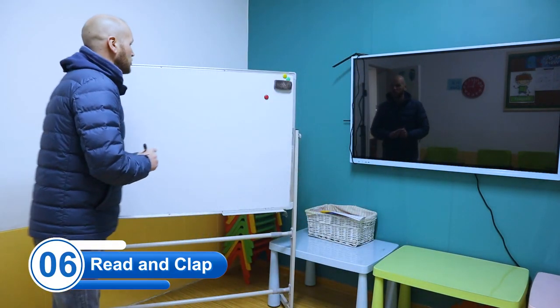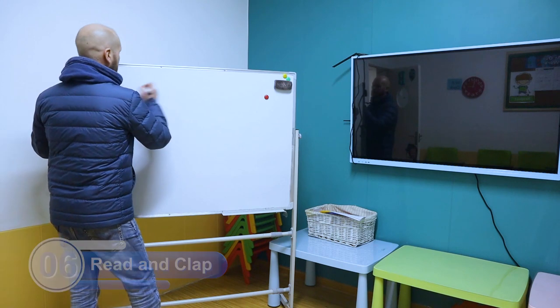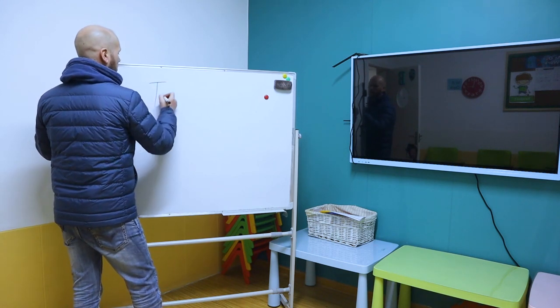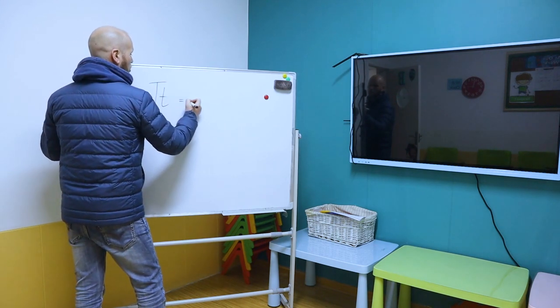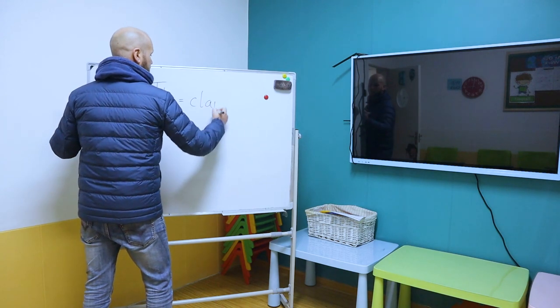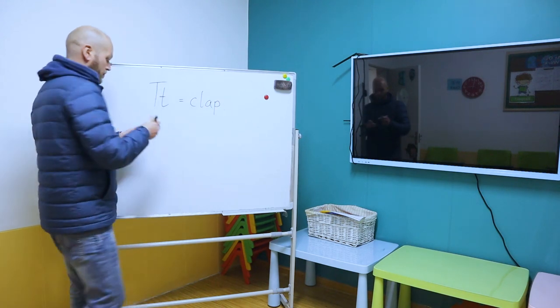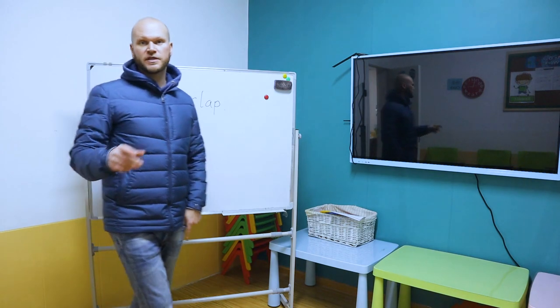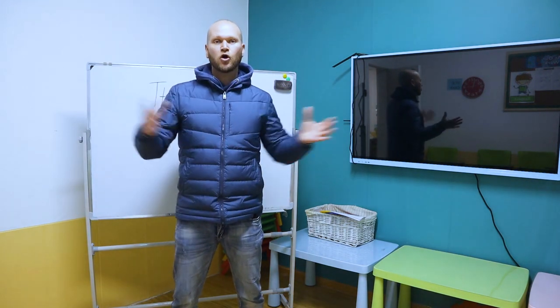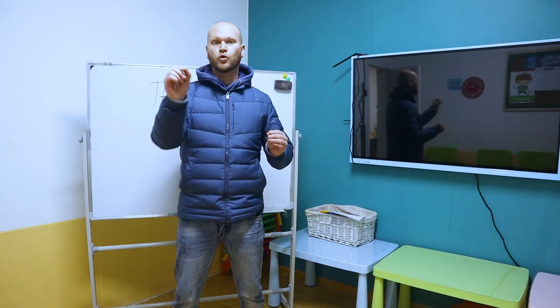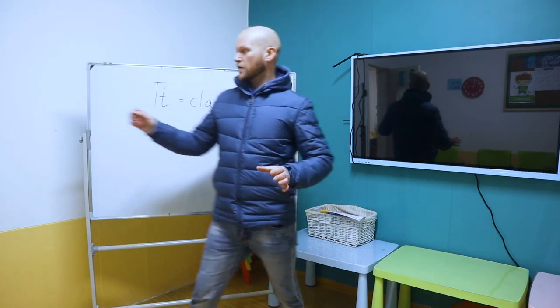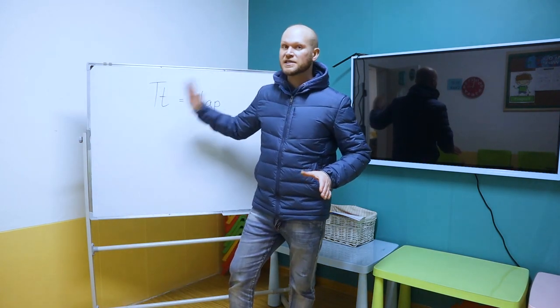This is a reading game and our students love this game. So what we have to do is assign a letter. So for example, letter T equals clap. So you can do this individually, so one student can read the passage, or popcorn reading, so one word per student. If the first letter of a word is T, they shouldn't say the word. They have to clap.